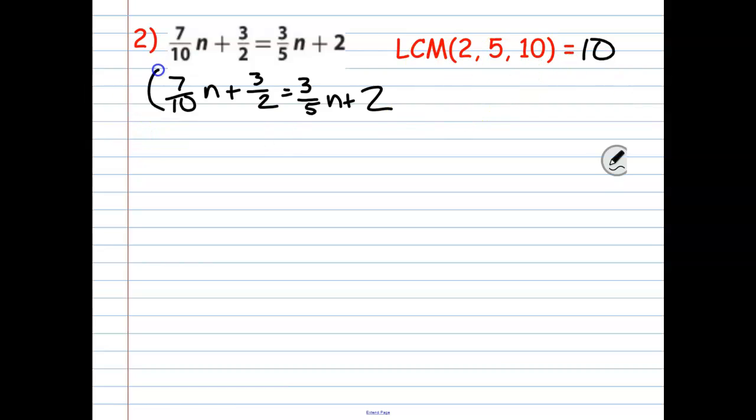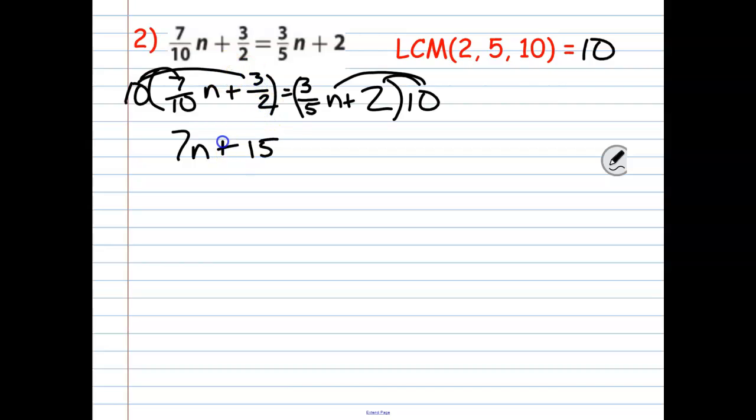All right, so now I'm going to get my giant parentheses out. Slap 10 on both sides. Bump it. And then I can get to work. All right, the 10 cancels out there, so I'm left with 7n right there. And then if I go 10 times 3 is 30, divided by 2 is 15. 10 times 3 is 30, divided by 5 is 6. So I have 6n there, and 10 times 2 is 20.